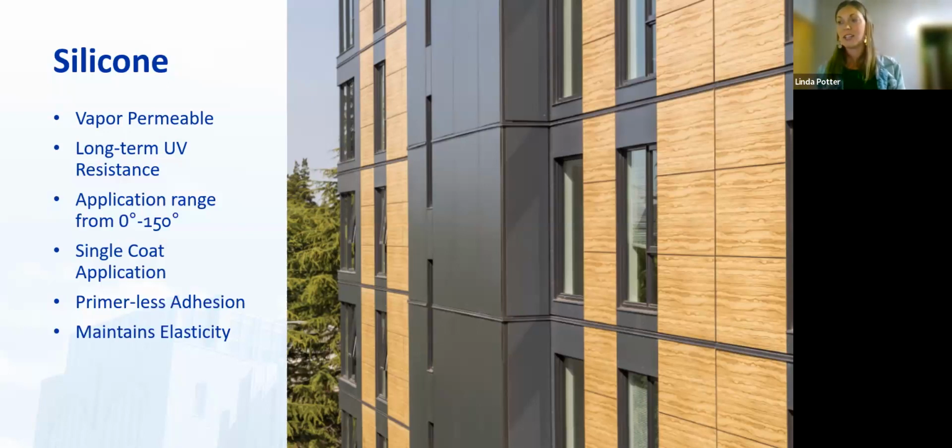0 to 150 degrees, another single coat application, with primerless adhesion. They maintain that elasticity. You understand silicone. You know why you like it for sealants and joints. That same concept can go to your entire building envelope: as things are shifting, as things are moving, that barrier moves and maintains elasticity for the life of that building, or the life of that barrier rather. So that's something to really think about if you've got a high profile project. You need to be mindful of what silicone can do for you on a project.